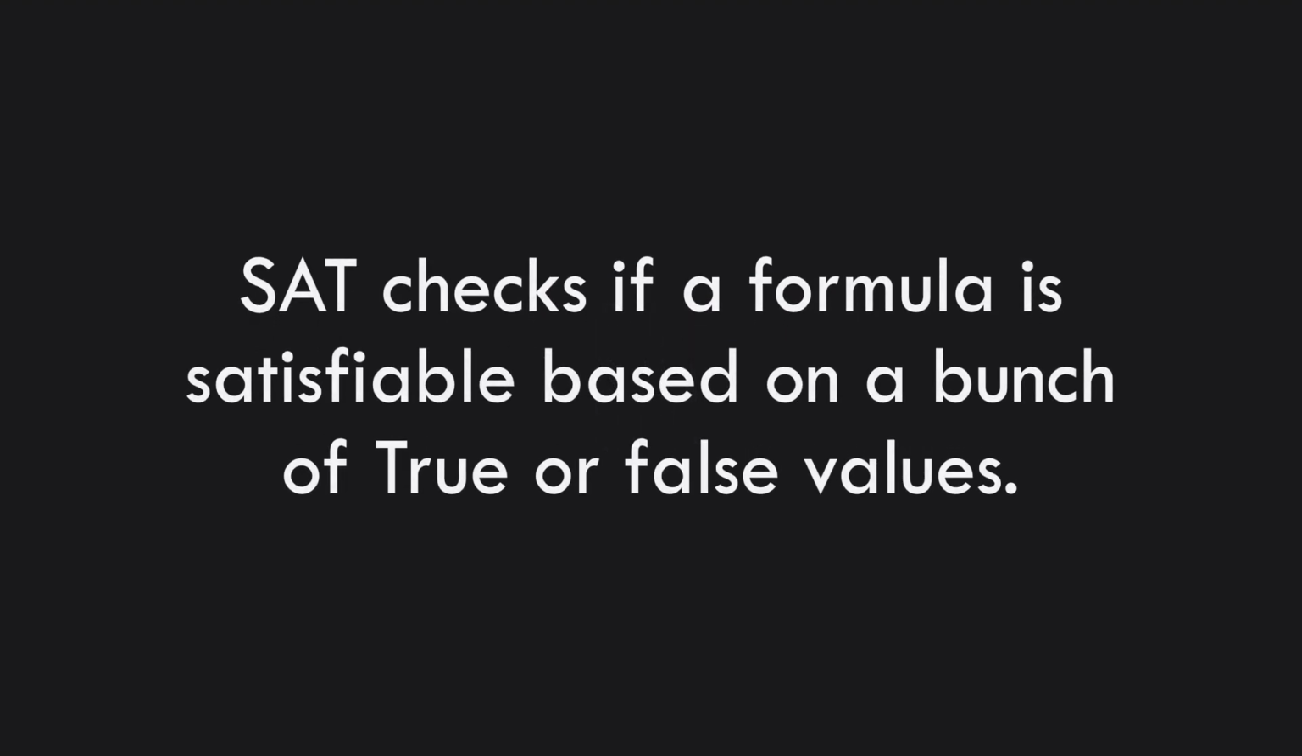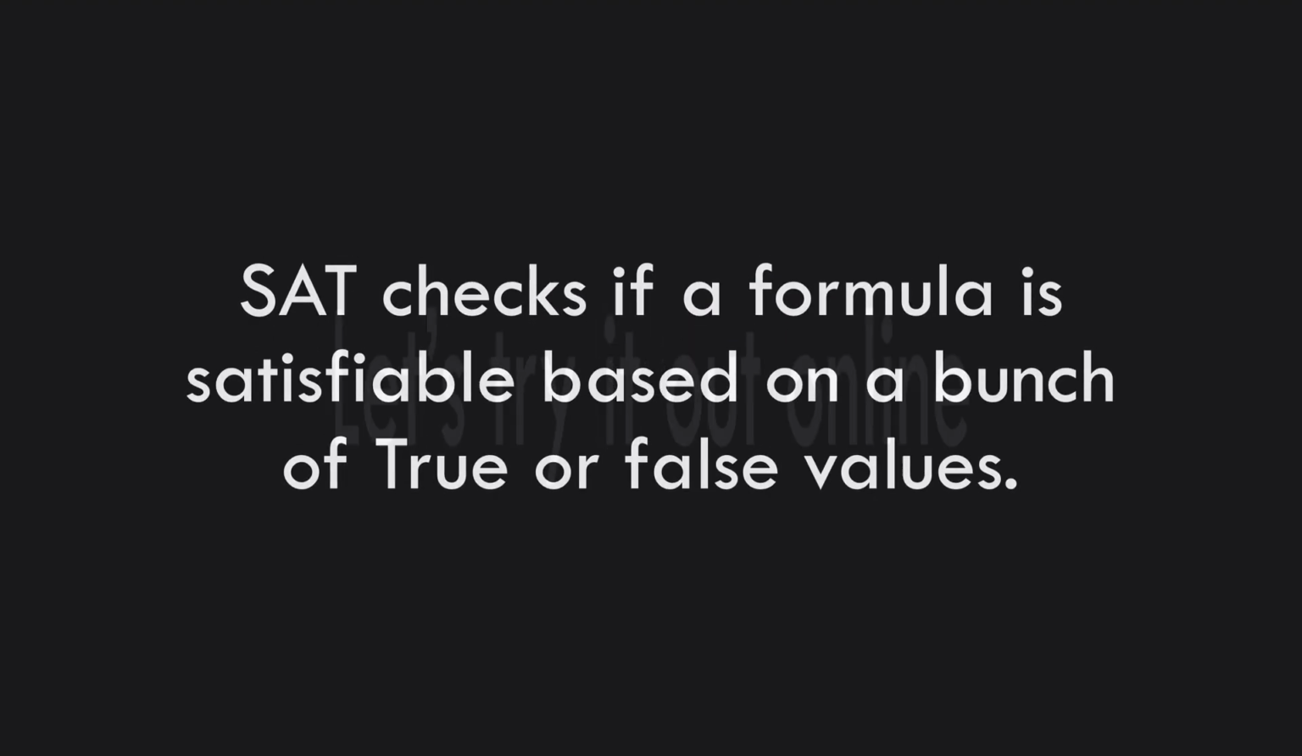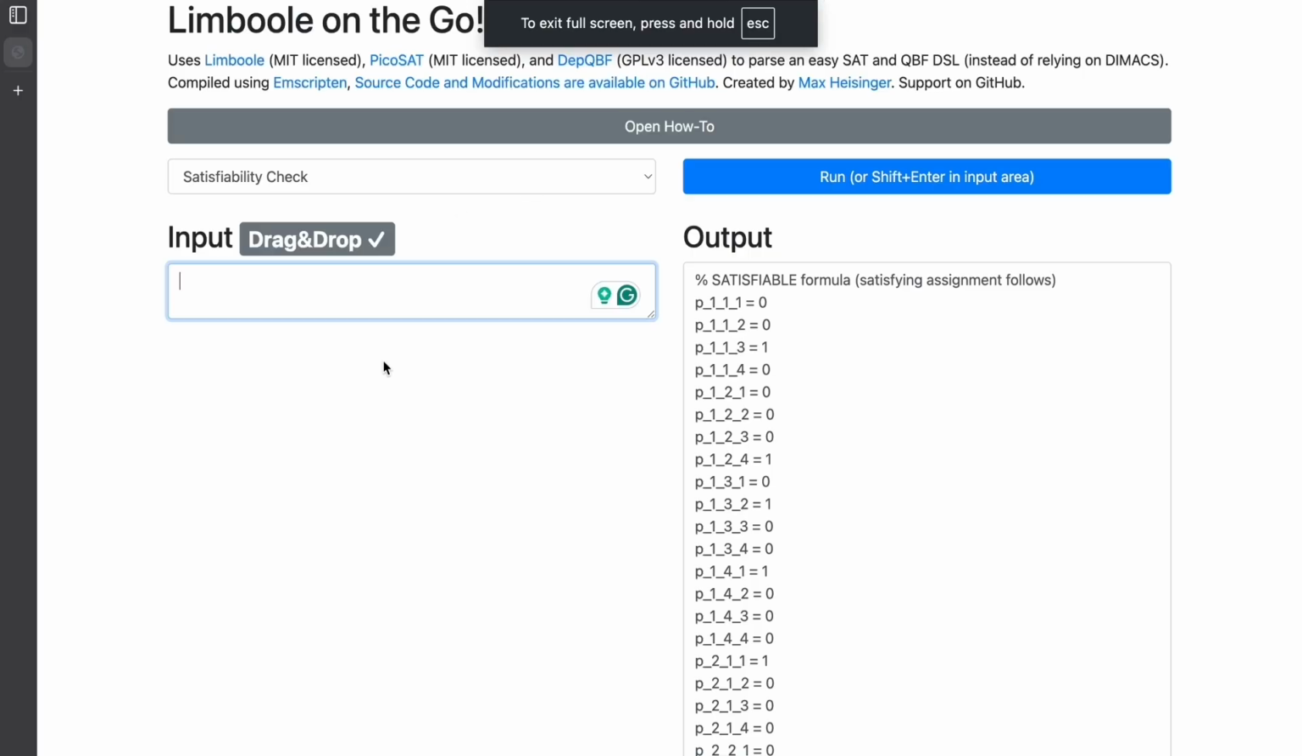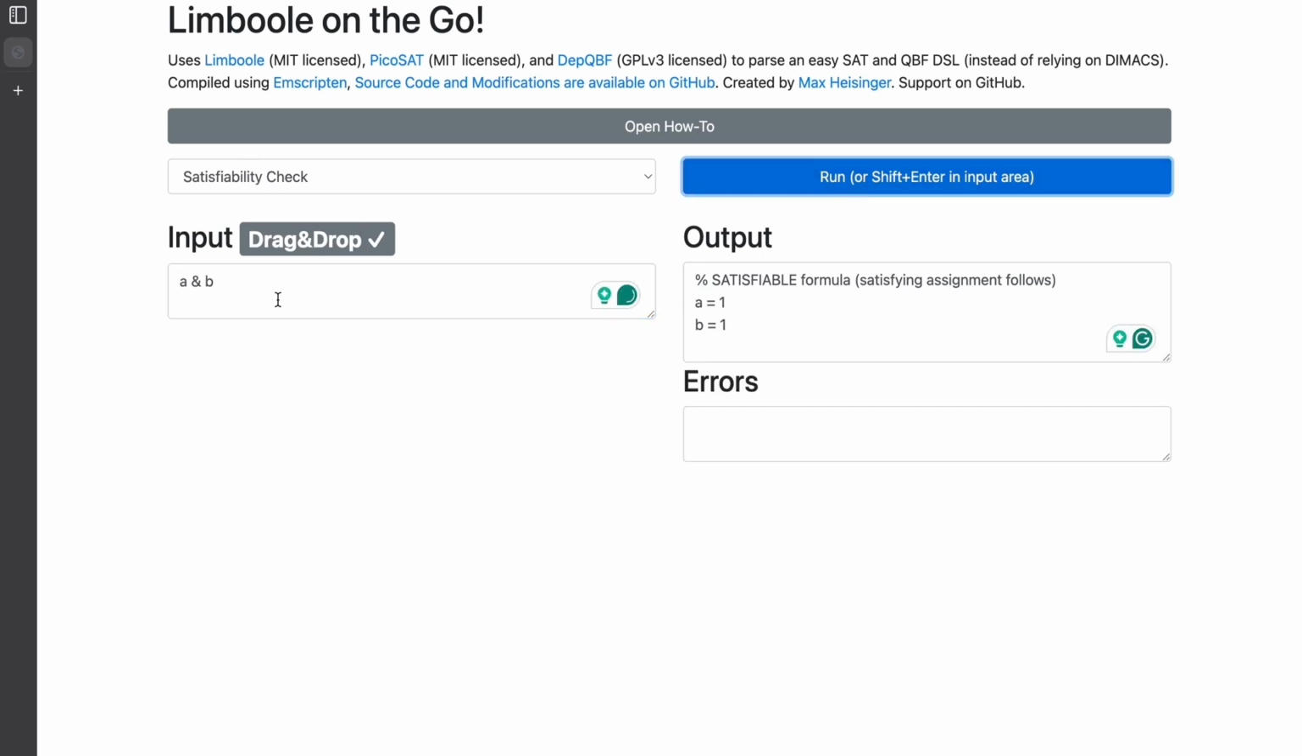SAT checks if a formula is satisfiable based on a bunch of true or false values. Let's try it out online. So I'm here on Limboole, which is from the JKU, like a university SAT online checker. If I do A and B, then I will get that A and B have to be true so that the formula is true.